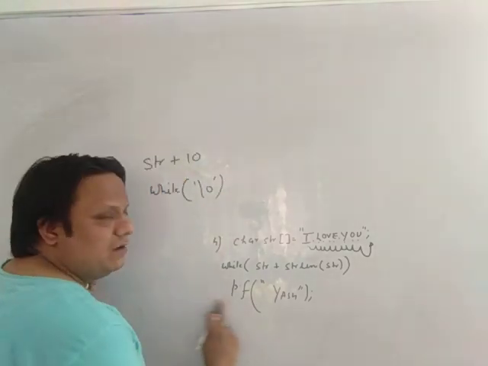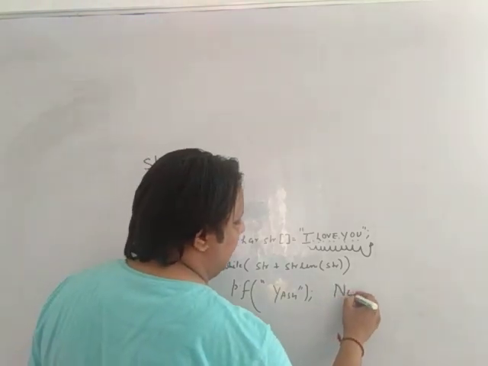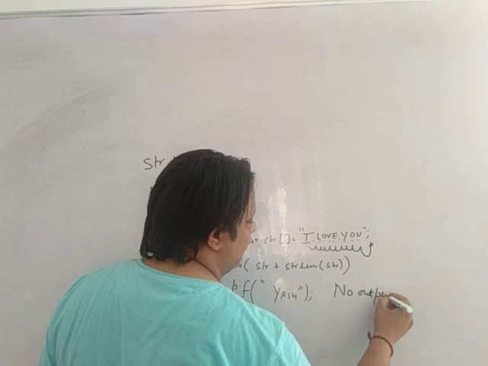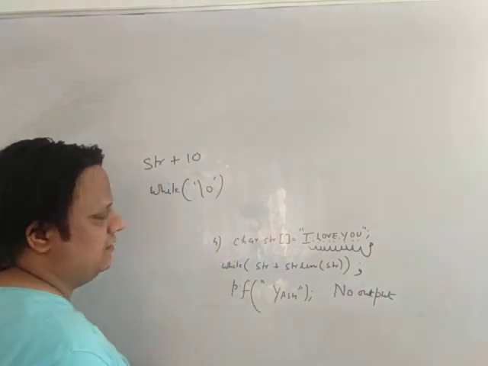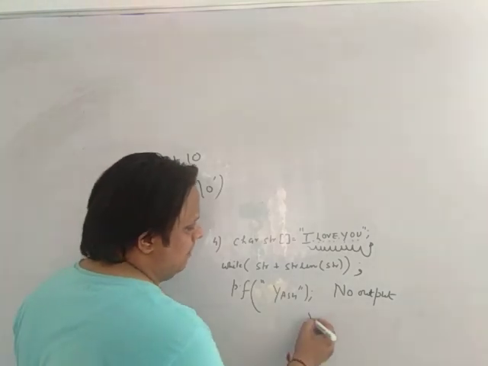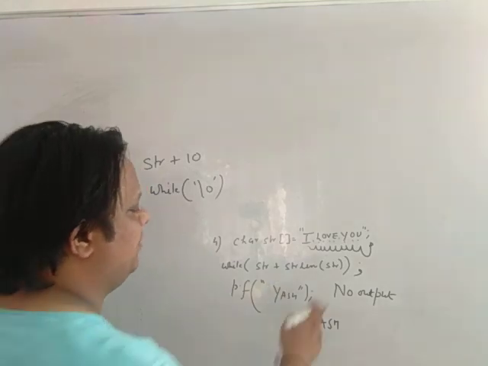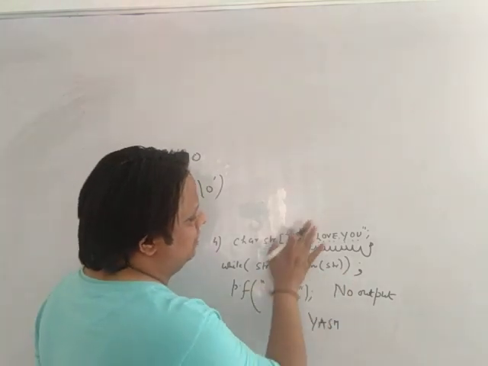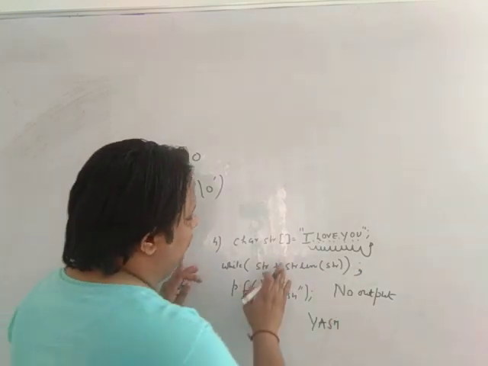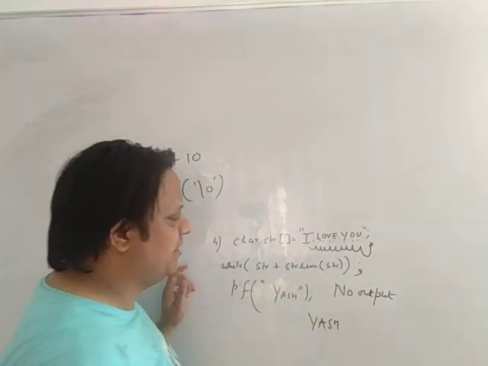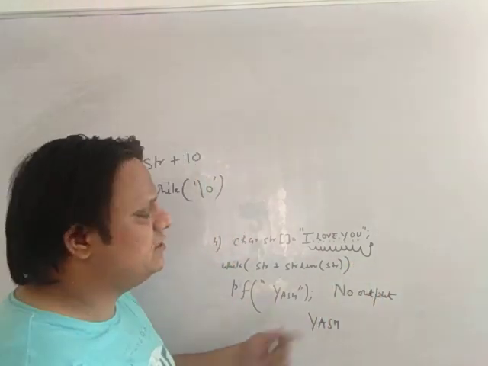So this won't get printed. So it will be no output or blank screen. Right? And if there had been a semicolon here, then yes would have been the output. It would have been on the output screen. Because semicolon means since this condition is false, we will come out of the loop. Now this yes is not part of the loop, this semicolon is a part of the loop. So you will come out of the loop and only yes gets printed if there is a semicolon. But if there is no semicolon here, then it is no output.